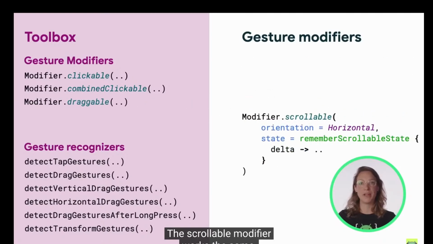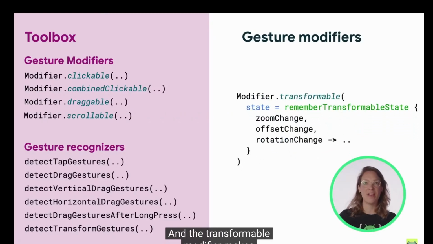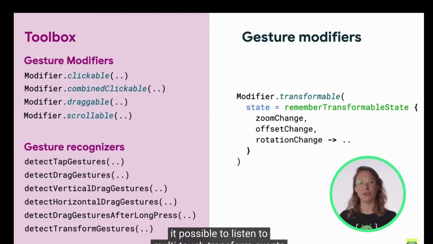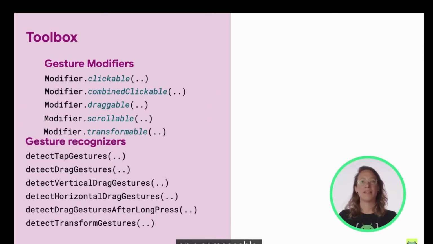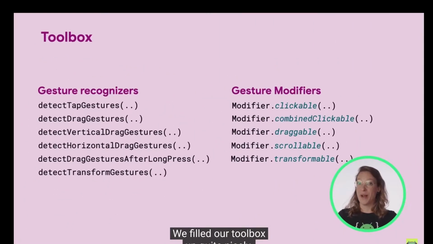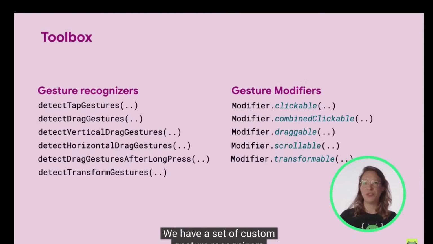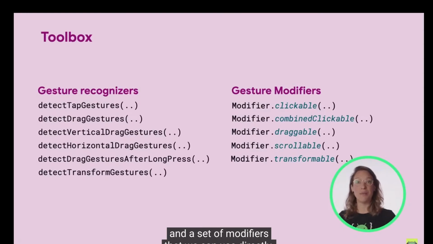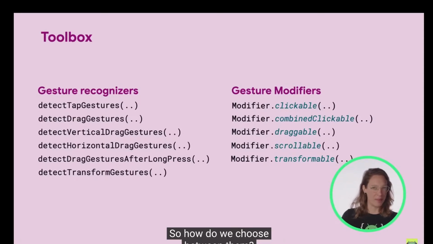The scrollable modifier works the same, but it includes logic for scrolling and flinging, and the transformable modifier makes it possible to listen to multi-touch transform events on a composable. We filled our toolbox up quite nicely. We have a set of custom gesture recognizers and a set of modifiers that we can use directly. So how do we choose between them?